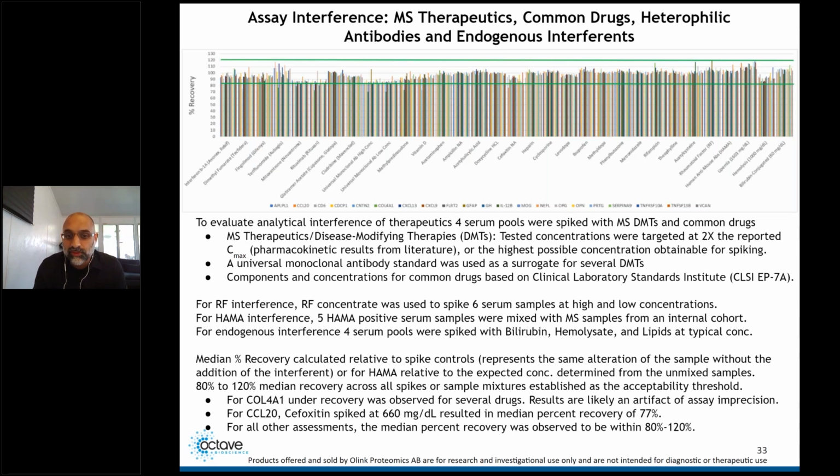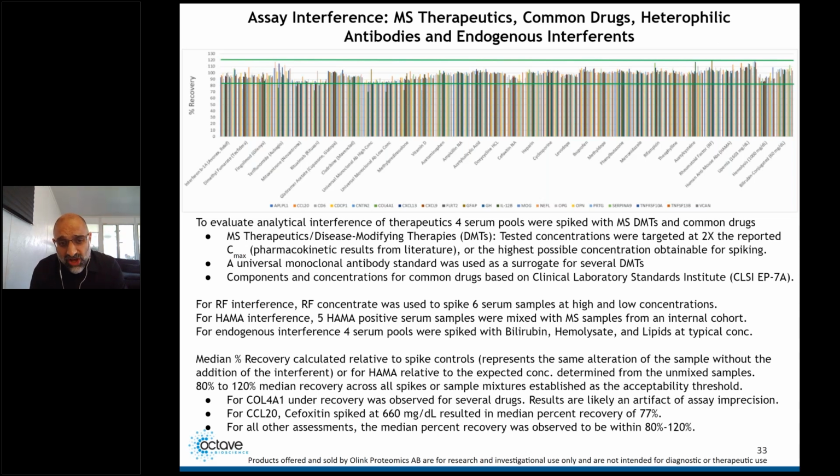We used our 4 serum pools and spiked those at typical concentrations per the CLSI standards. We then looked at percent recovery, whether it was relative to the spike controls or relative to the expected concentration as determined from unmixed samples. That's pertaining to our human anti-mouse antibody experiment, similar to the way we did our accuracy experiments. We established an acceptability criteria of 80 to 120% across all the spikes or sample mixtures to characterize the level of interference from any of these investigations.